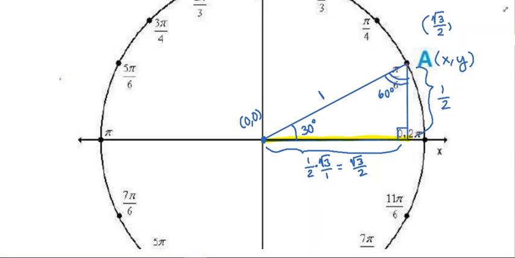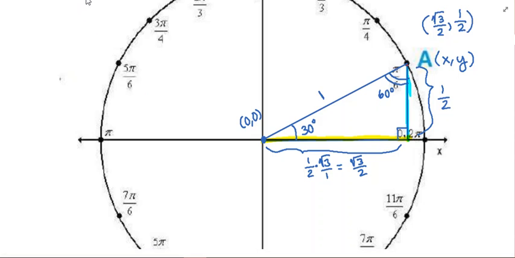Then I have to travel up so far. I have to travel this distance, and then I reach that point A. So my y coordinate is going to be this blue distance, which is 1/2. So there are the coordinates of point A.